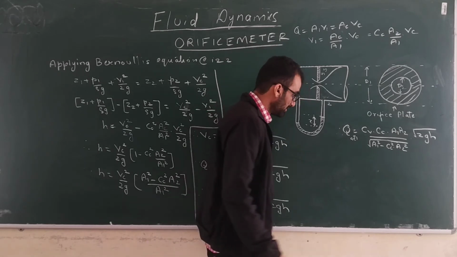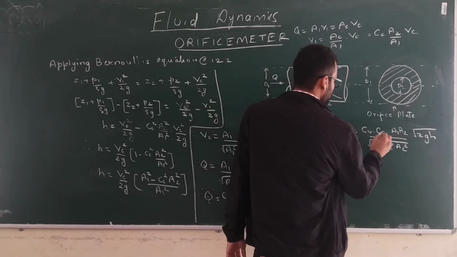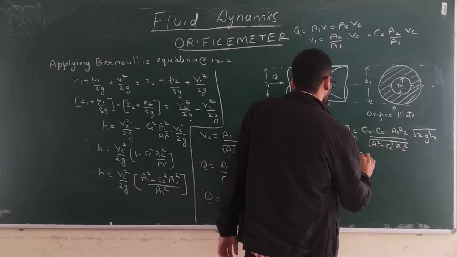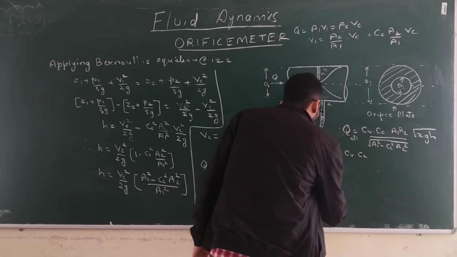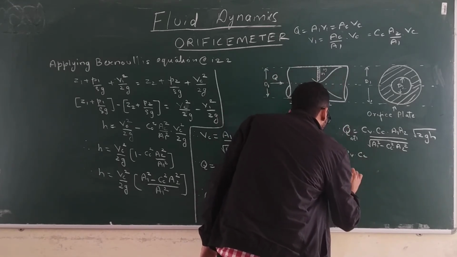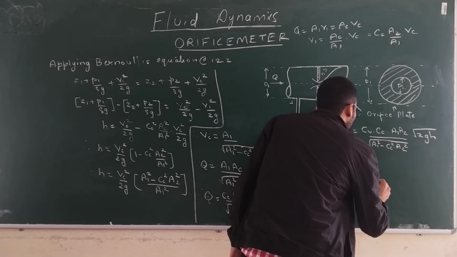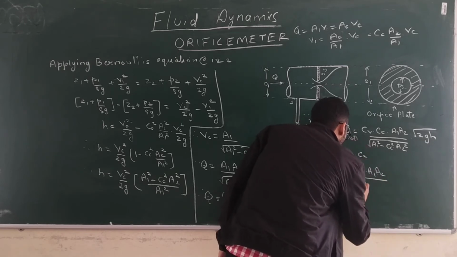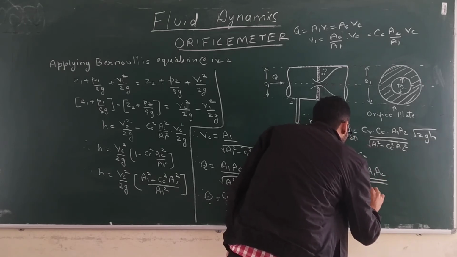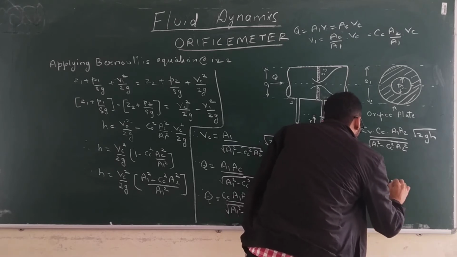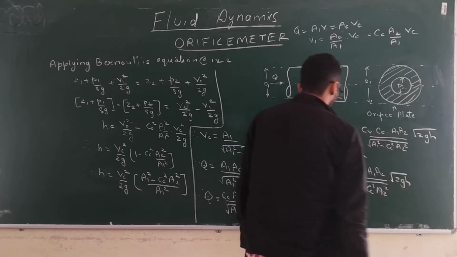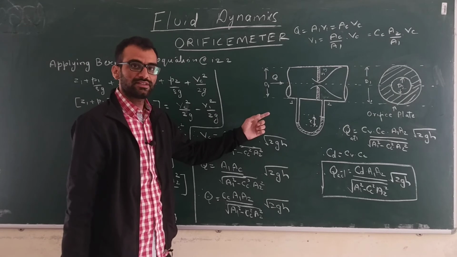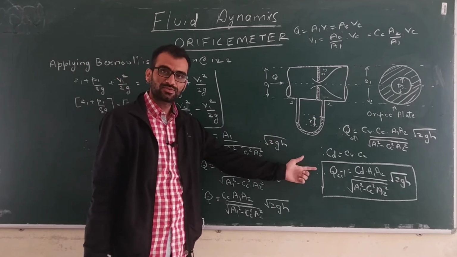Alright, actual velocity. Now this CV into CC is called the coefficient of discharge. CD will be CV into CC. Therefore, the final equation for orifice meter becomes Q actual is equal to CD into A1 A2 upon under root of A1 square minus CC square into A2 square into under root 2GH. Okay. So this is the equation for a discharge passing through an orifice meter.